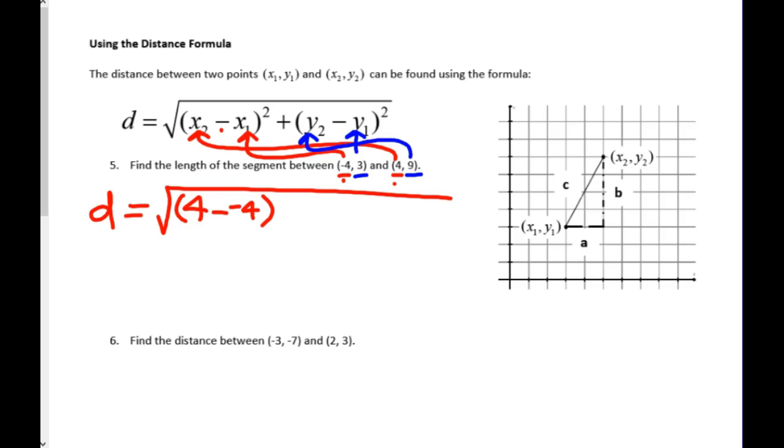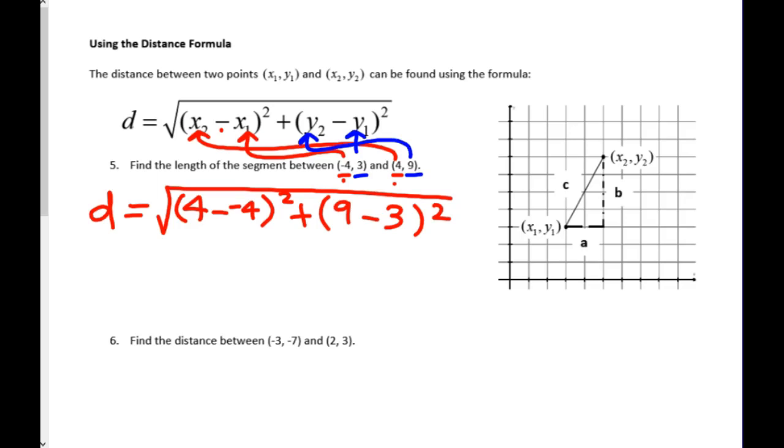Now, how many of y'all learned that a minus and a negative can turn into a positive, right? So I don't mind if you write a positive instead, okay? But the thing you don't want to do is just write a negative, or just write a minus, okay? It's minus sign, negative sign, or a plus. Squared plus, and then y2 is 9, minus y1 is 3, parentheses squared.